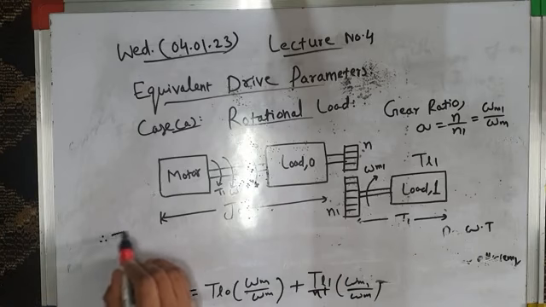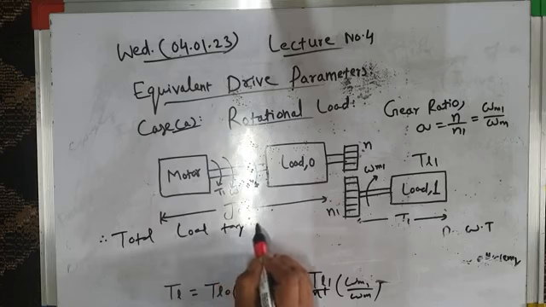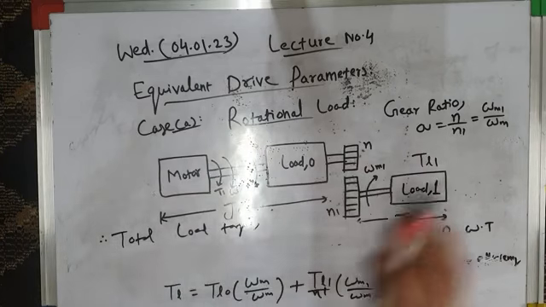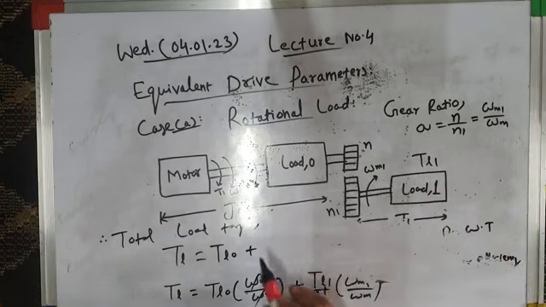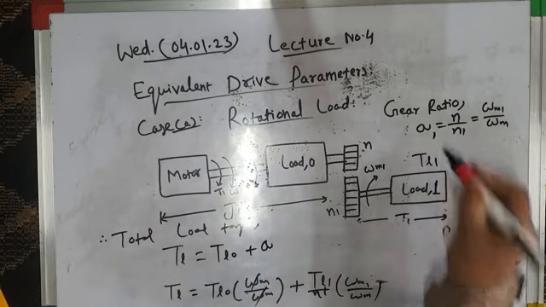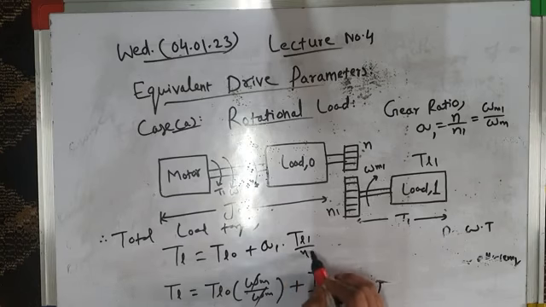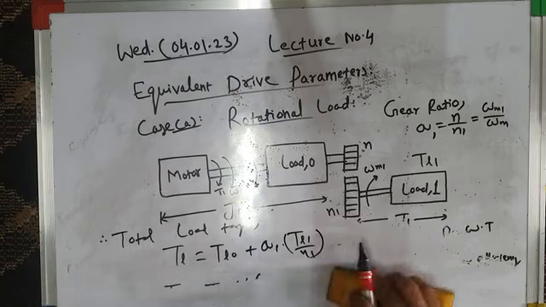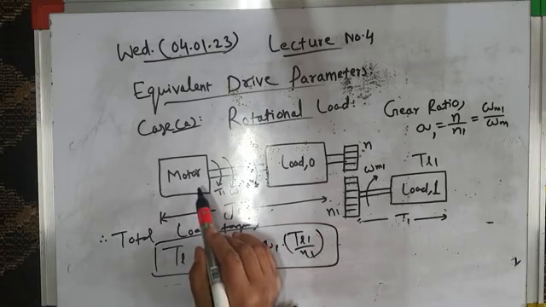So the total load torque which is to be developed by the motor to keep both the loads running, TL, is equal to TL naught plus, what is omega m1 by omega m? It is again a gear ratio. Let's call this gear ratio A1, multiplied by TL1 by eta 1. So this is the mathematical expression for the total load torque which is seen by the motor.